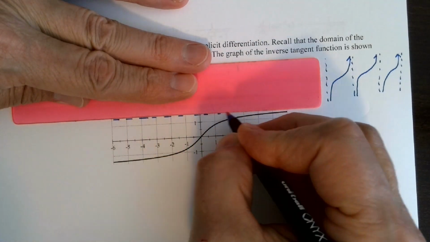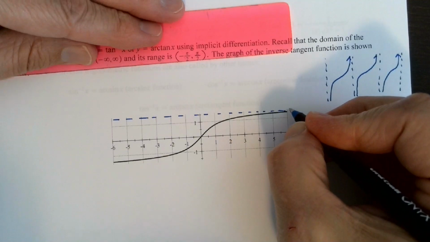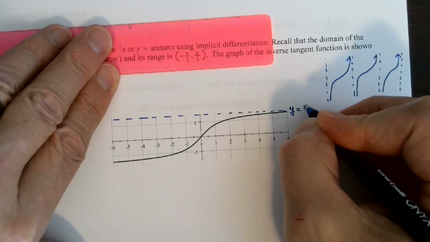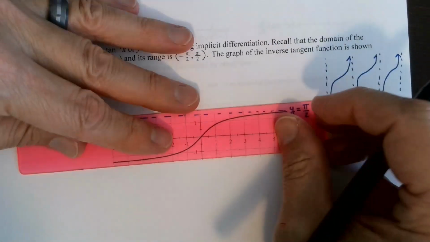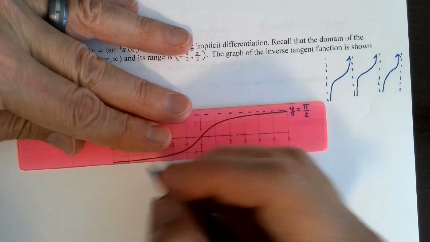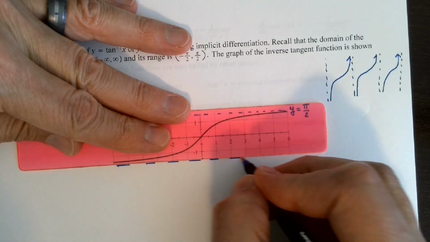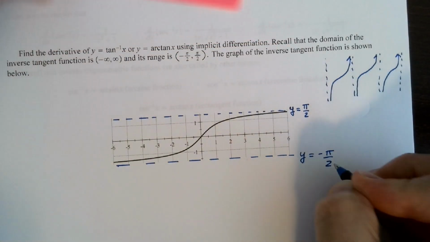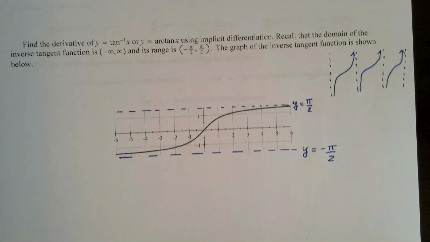And we talked about this function when we were doing limits at infinity as well, if you remember. So this is y equals pi over 2, and this horizontal asymptote down here is y equals negative pi over 2. Alright, so we're going to proceed the same way.